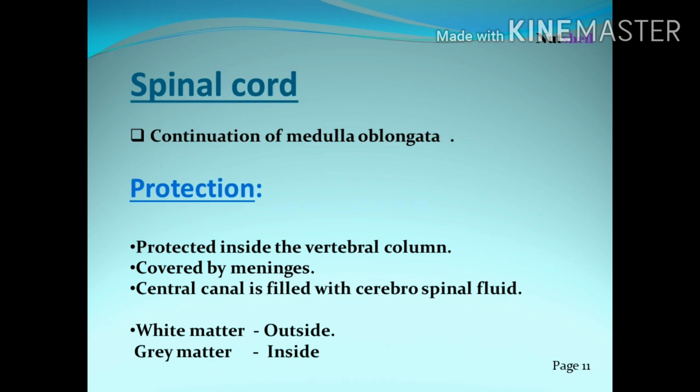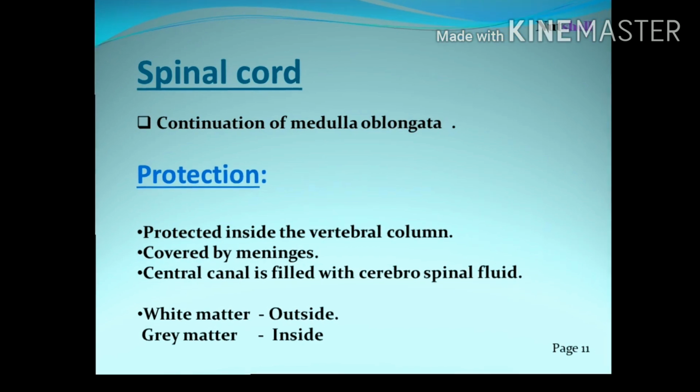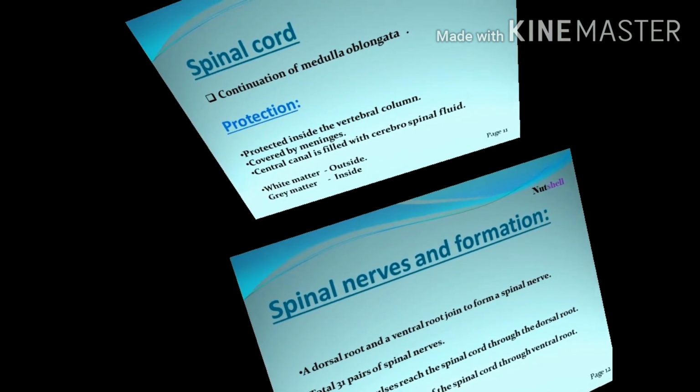The mode of protection of the spinal cord is as follows. It is protected inside the vertebral column. Like the brain, it is also covered by meninges. The central canal of the spinal cord is filled with cerebrospinal fluid. The white matter of the spinal cord is seen outside and grey matter is seen on the inner side.